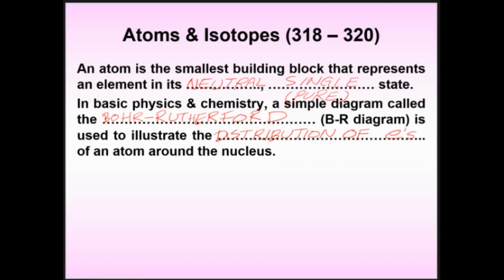Has anyone heard of something called a Lewis diagram? Yes. Lewis diagrams are basically a variant of Bohr-Rutherford. But what's the difference? Bohr-Rutherford shows you the distribution of all the electrons. Lewis only shows you the important ones, the valence electrons. Which are the inner or the outer ones? The outer ones, because they are the ones available for currency exchange, for the chemical reaction.